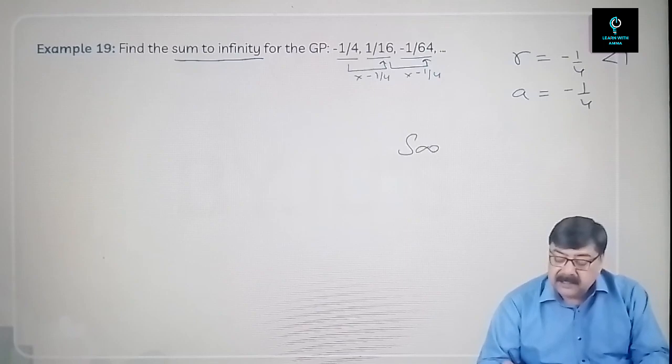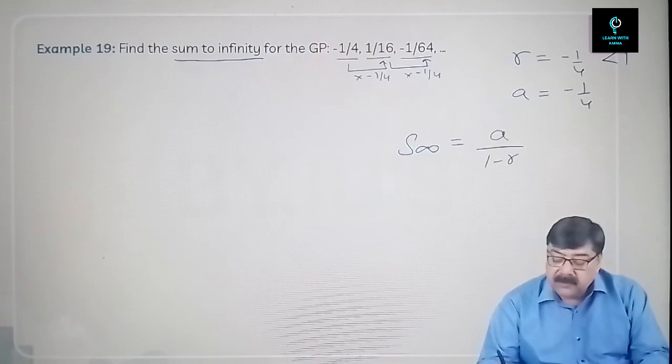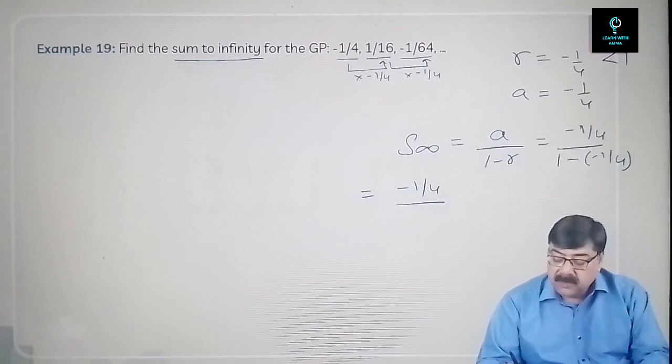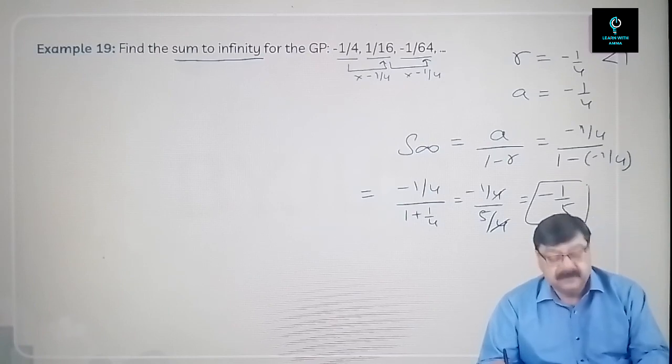So we know that sum to infinity for this GP shall be a by 1 minus r, which is minus 1 by 4 by 1 minus 1 by 4. This shall become minus 1 by 4 by 1 plus 1 by 4, minus 1 by 4 by 5 by 4. 4 cancels. So we should get minus 1 by 5 here as the answer.